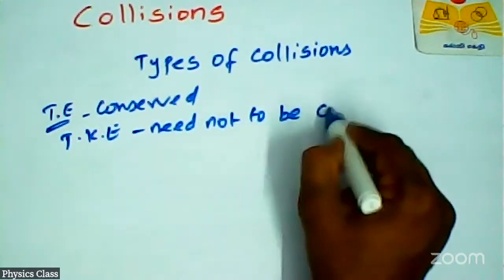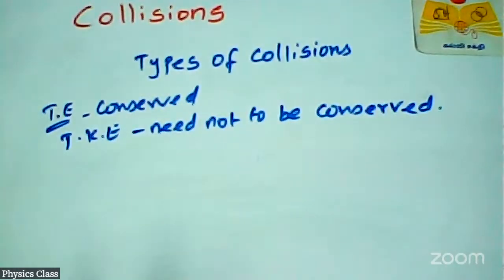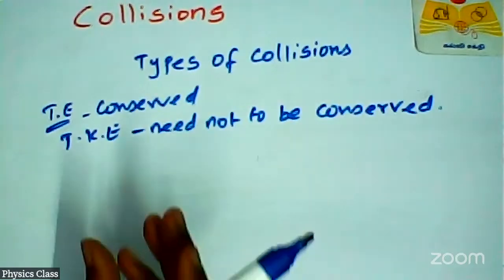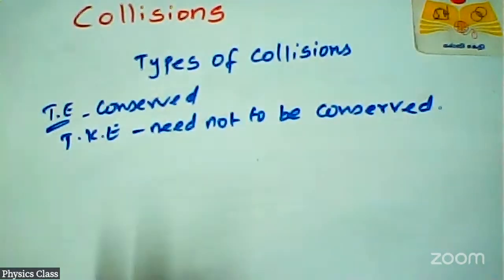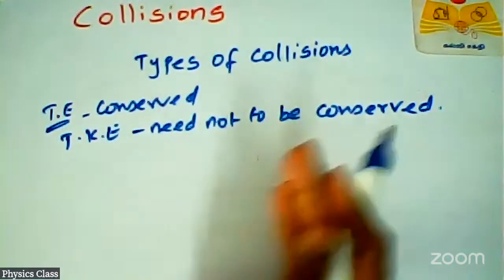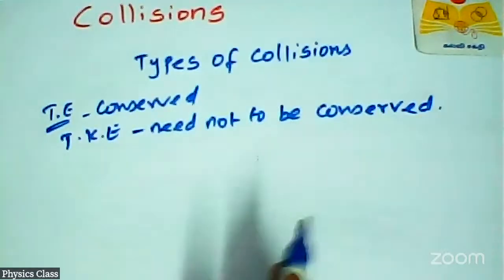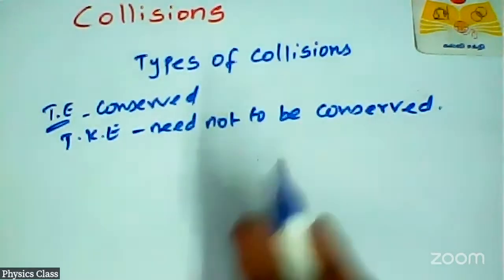Because of that formula of v square, I can derive it later. Total energy is considered, but total kinetic energy need not be considered always, because in some collision processes some kinetic energy is converted into other forms of energy. There is a loss in kinetic energy, but in terms of total energy, that is the law of conservation of energy.